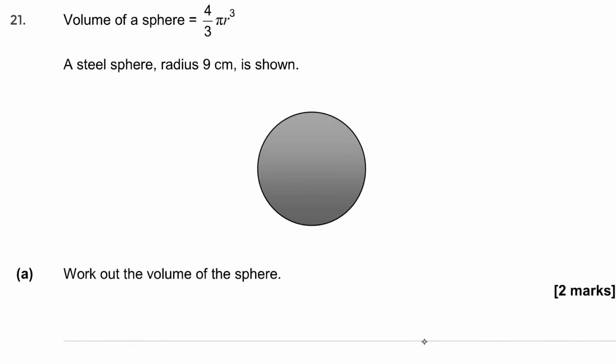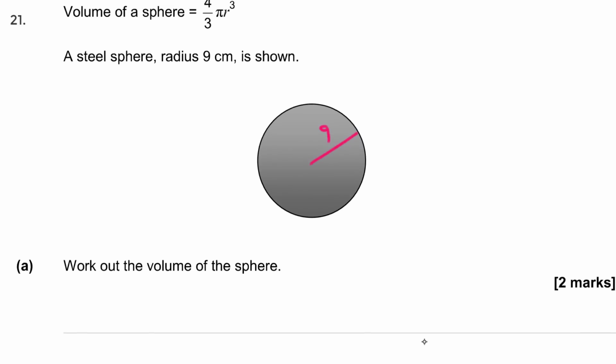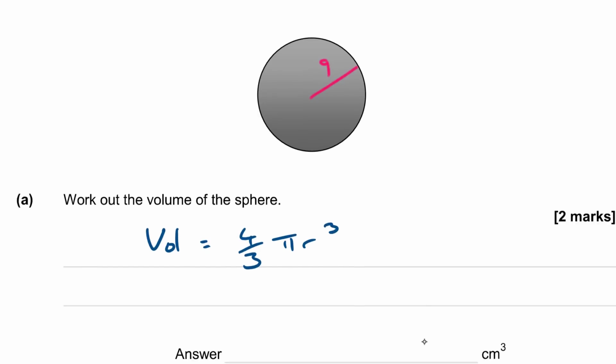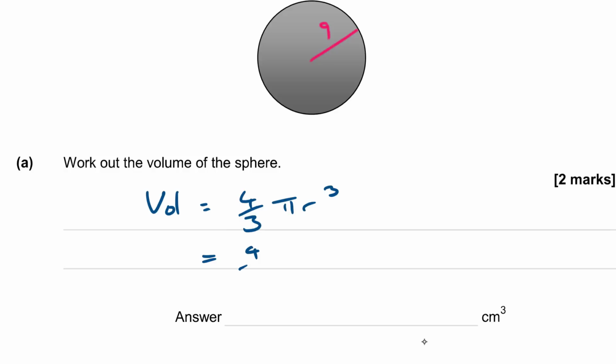It has helpfully given us the formula for the volume of a sphere, which is 4/3 of pi r cubed. We're told that a steel sphere has a radius of 9 centimeters. So from here to here is 9. Work out the volume of the sphere. So this is just really subbing into that formula. So volume is equal to 4/3 pi r cubed, which is 4/3 of pi times 9 cubed.